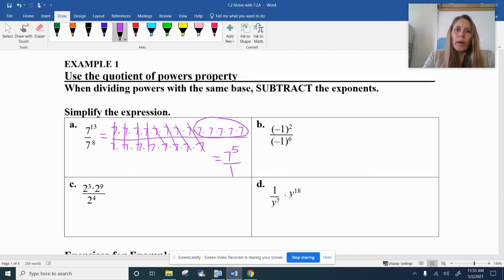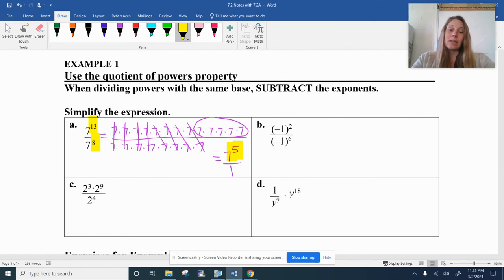Now, there's a much quicker way to get this answer, because what if you had a problem with very large exponents? You wouldn't want to sit there and write out a whole bunch of whatever your base is. So if you look at this, we have a 13 and an 8. Well, 13 minus 8 equals 5. So basically the smaller number is going to cancel that many of the larger number out, and your remainder is whatever you have left when you subtract. So 13 minus 8 leaves you with 5. That's your answer, 7 to the 5th.